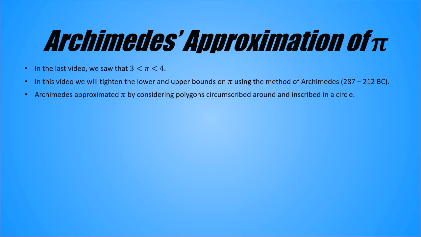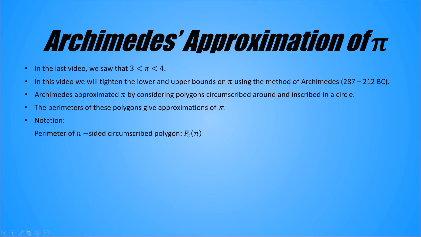So Archimedes approximated pi by considering polygons circumscribed around and inscribed in a circle. You got a taste of circumscribed and inscribed polygons in the last video. You'll see more of that in this one. The perimeters of these polygons give approximations of pi. For the purposes of a derivation that I'm going to do towards the end of the video, I'll introduce some notation. So this function here, P_c of n, will denote the perimeter of an n-sided circumscribed polygon. The subscript c stands for circumscribed, and the argument of the function, n, is the number of sides of the polygon. And the perimeter of an n-sided inscribed polygon, I'll call that P_i of n, where of course the subscript i stands for inscribed.